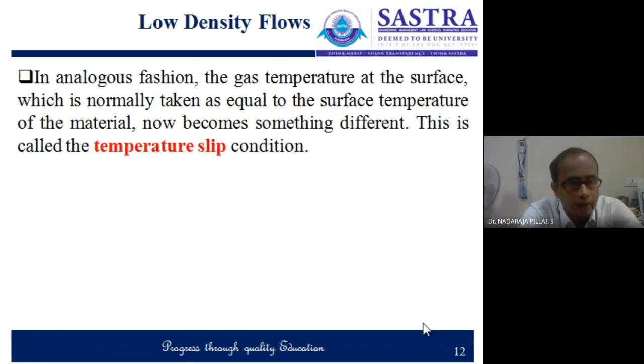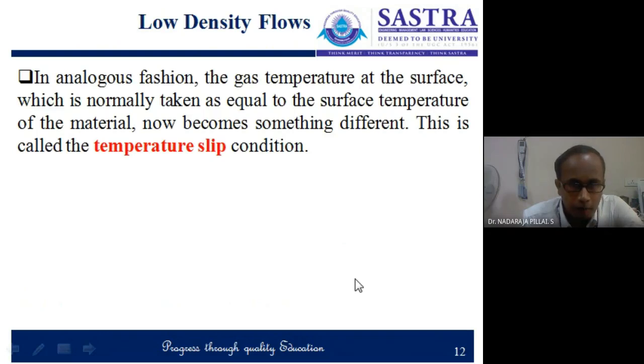Okay, now in a similar fashion, we can say that the gas temperature at the surface, which is normally taken as equal to the surface temperature of the material, now becomes something different, right? Because you have a finite velocity at that particular point. So this is called the temperature slip condition.